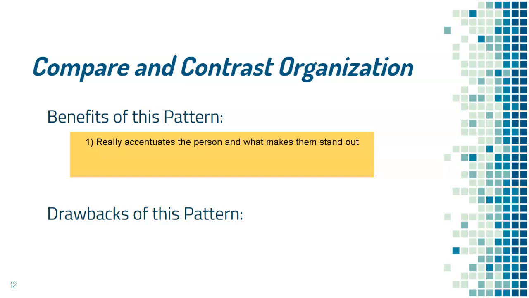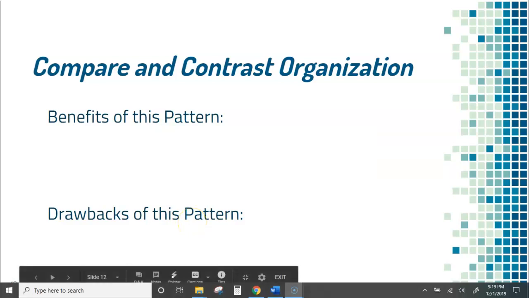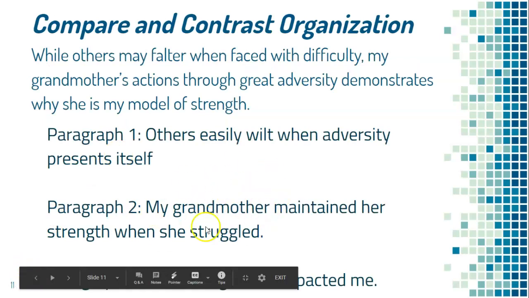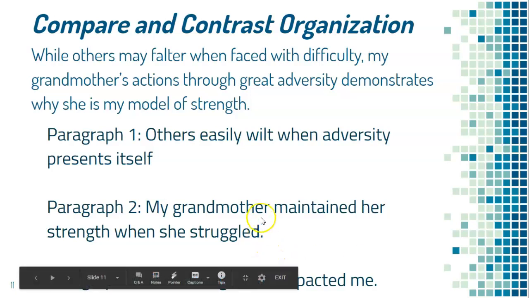A potential drawback is that, again, commentary in the third paragraph could be repetitive. Remember, the third body paragraph would be how the difference in my grandmother has really impacted me. That might be repetitive of what I was saying in my previous paragraph. If I'm talking about how my grandmother maintained her strength when she struggled, it might be easy for me to dip into how that impacted me, when really that's in my third body paragraph. So it would be easy to become repetitive with that idea. You would be careful to make sure that your commentary is separated between these two.